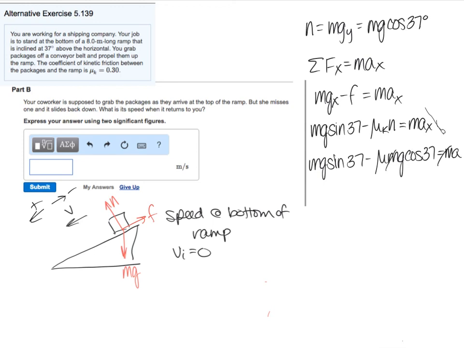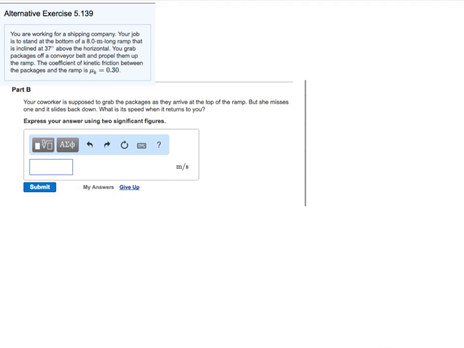So I'm going to have a new acceleration here: g sine of 37 minus mu g cosine 37 equals a. And this turns out to give me an acceleration down the incline of 6.14 meters per second squared. So I know the acceleration is 6.14 meters per second squared down the incline.